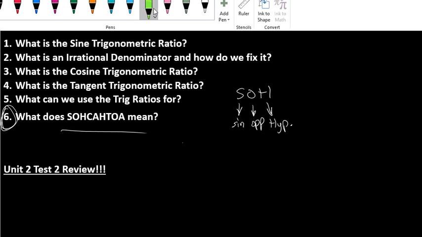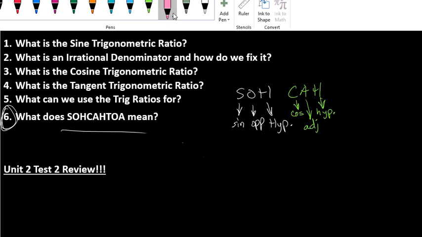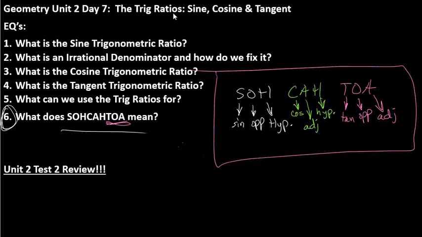What about the CAH in SOHCAHTOA? Well, obviously the C is cosine. The A is adjacent, and the H is hypotenuse, because cosine is the ratio of adjacent leg over hypotenuse. And I think you get the idea of how this works now. So what do you think tangent means? Well, tangent, or TOA, stands for tangent is opposite over adjacent. And there you have it, SOHCAHTOA.